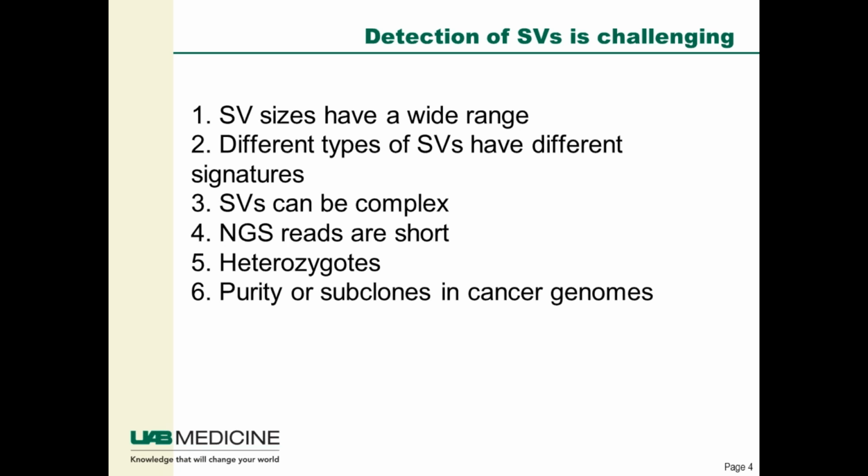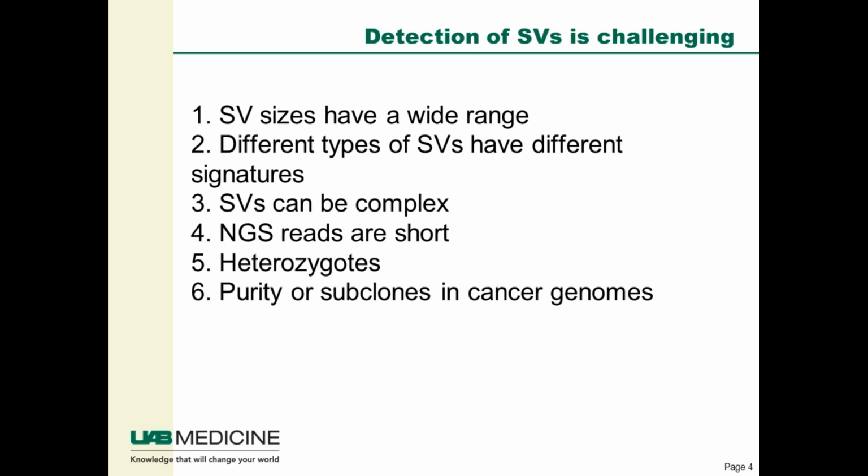However, due to technology limitations, we cannot achieve the goal easily. Detecting structural variation is still very challenging. The first problem is that the sizes of structural variations have a wide range, from 100 base pairs to several megabase pairs. Different types of structural variations have different mapping signatures, and structural variations can be complex, as mentioned with chromothripsis.